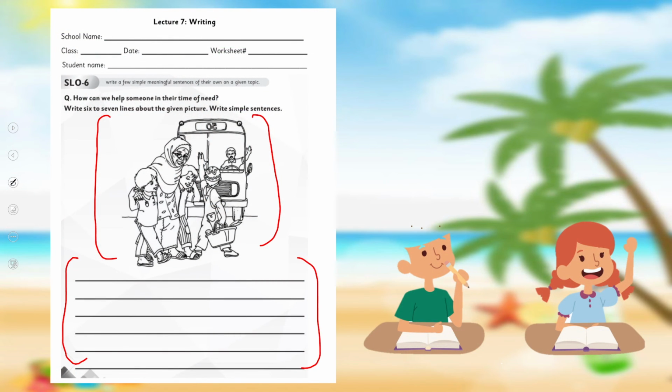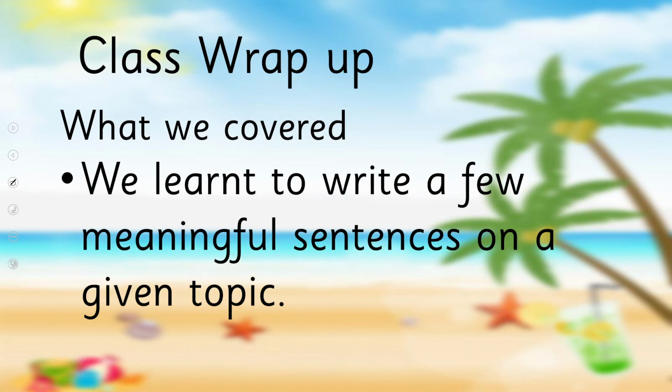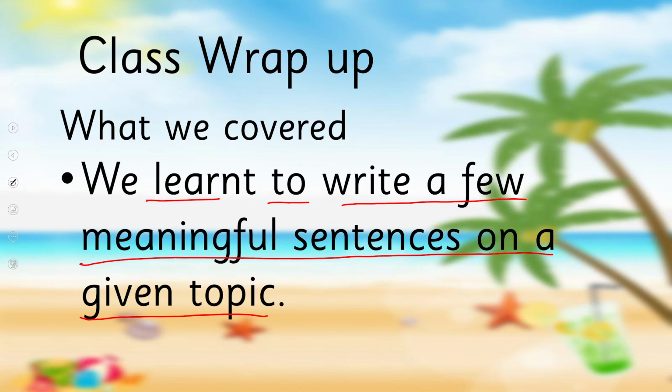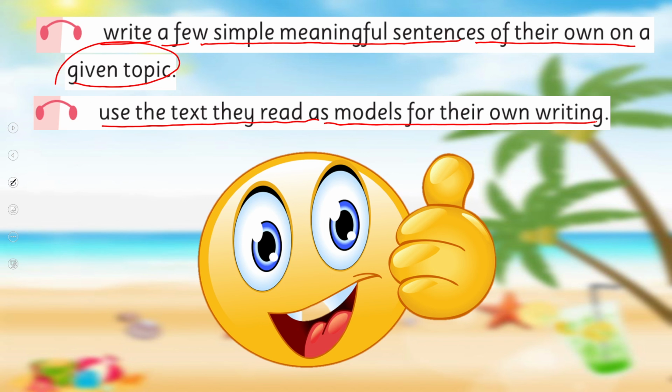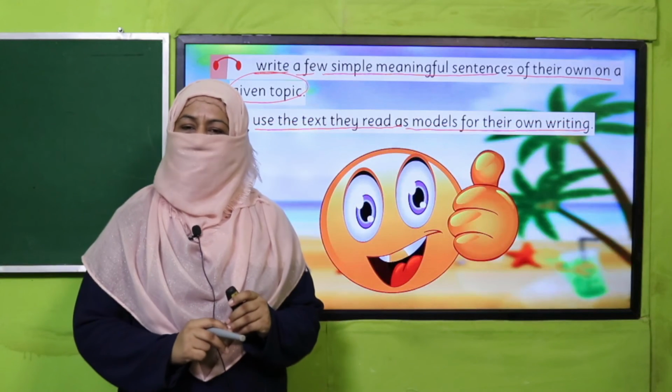So what we have learned today, we learned to write a few meaningful sentences on a given topic, and we achieved our SLO to write a few simple meaningful sentences of their own on a given topic and use the text they read as models for their own writing. Right? So are we done with it? Good. That's it for today.